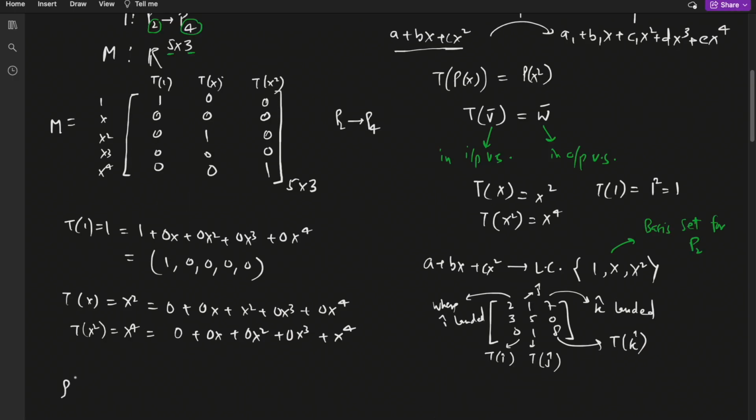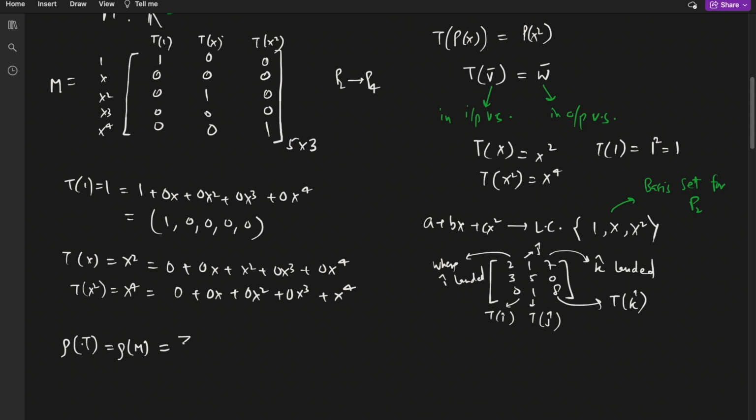So the rank of the transformation T is the same as the rank of the matrix, right? And the rank of this particular matrix is nothing but 3, because we have three linearly independent columns. So these are the three linearly independent columns.